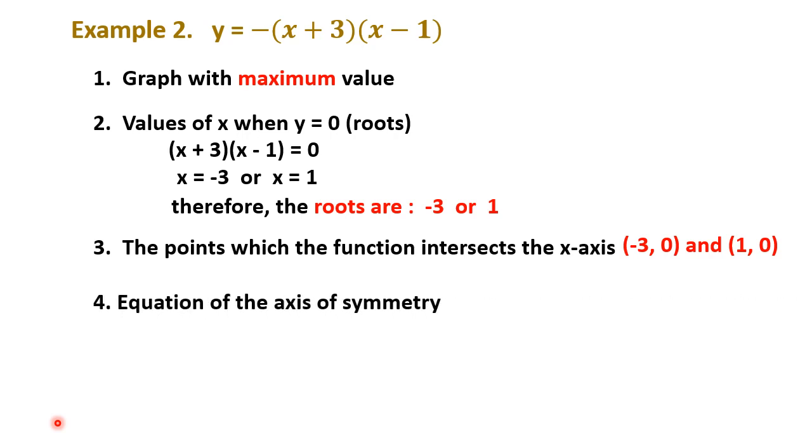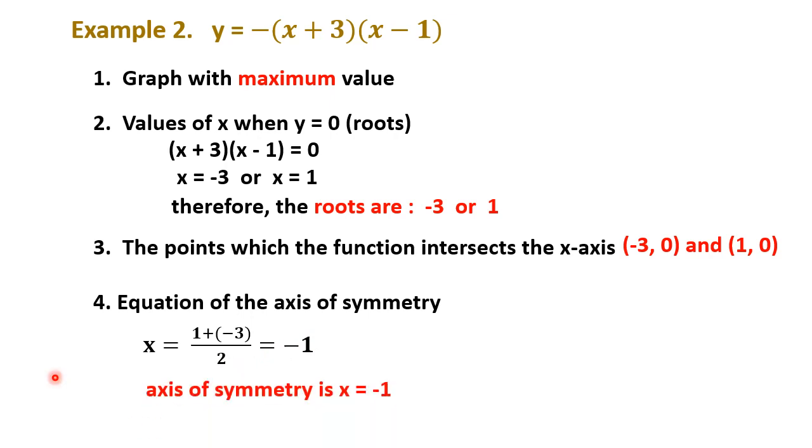Question number 4, the equation of the axis of symmetry, which can be obtained by adding the two roots and then dividing by 2. So the equation of the axis of symmetry: adding 1 with minus 3, then dividing by 2, the answer is minus 1. Therefore the axis of symmetry is x equal minus 1.